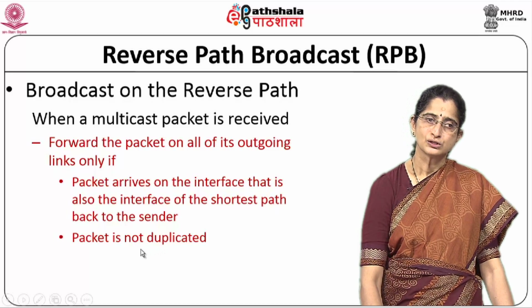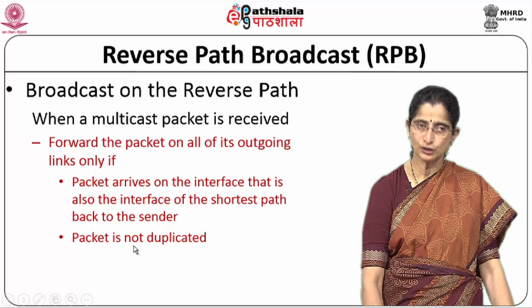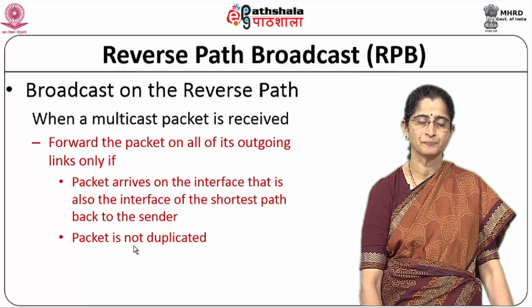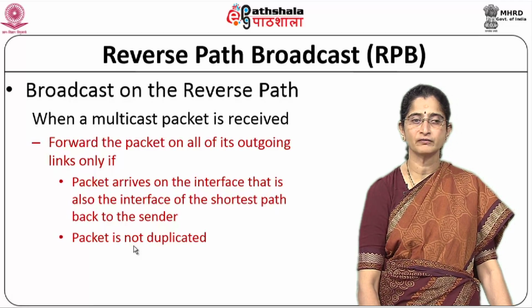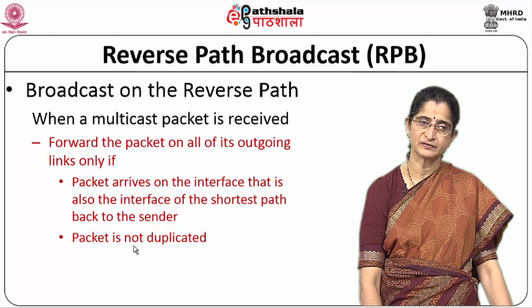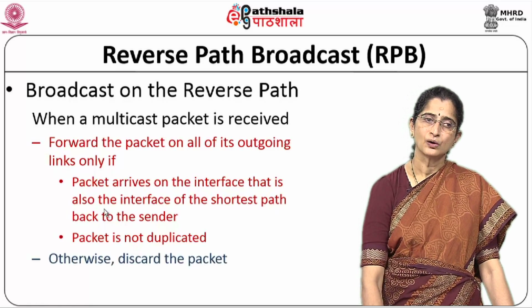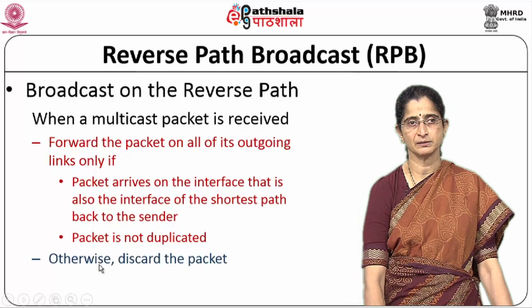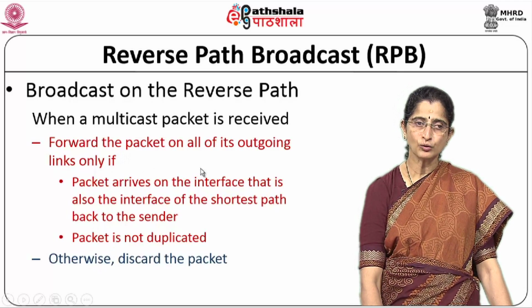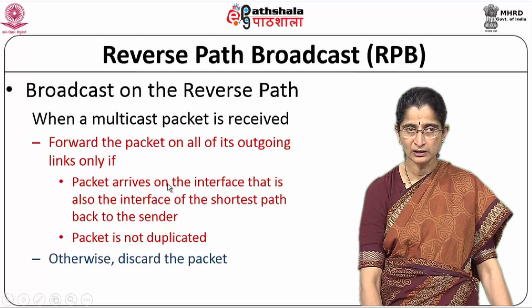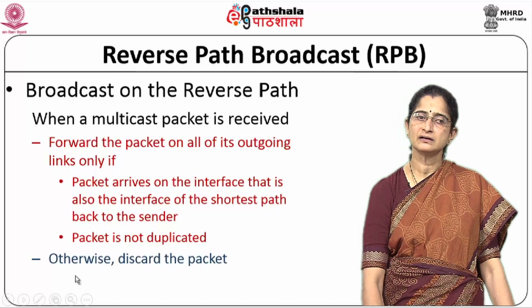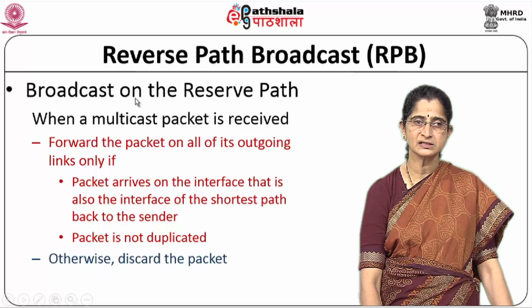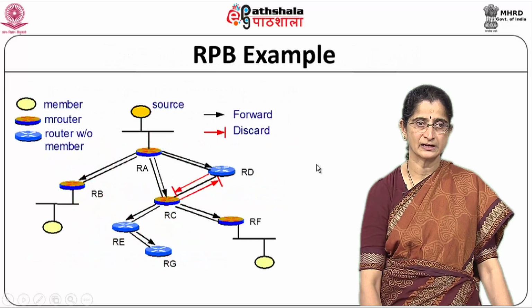Okay. So, you make sure therefore that the packet is not duplicated, that is if you have already sent a packet from this particular router or from this particular interface to the other interfaces, you will not send it again. Okay. If it is not coming on this particular interface, then we will discard the packet. So, you forward only if it is received on a particular interface, and if it is not received on that interface, then you discard the packet. Okay. So, this you can see is our reverse path broadcast mechanism.